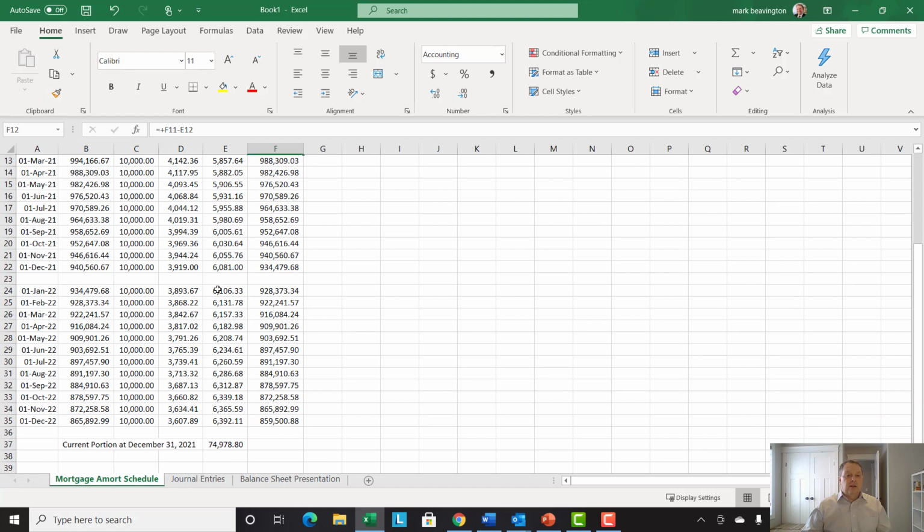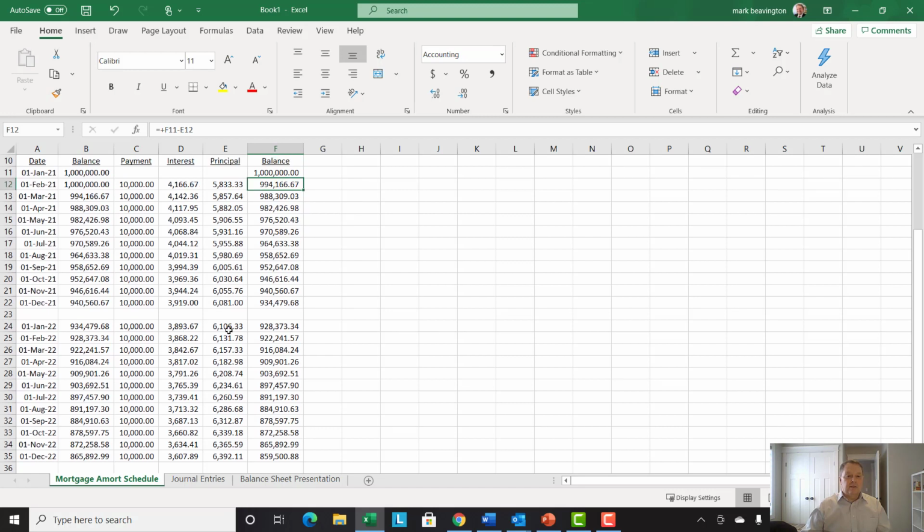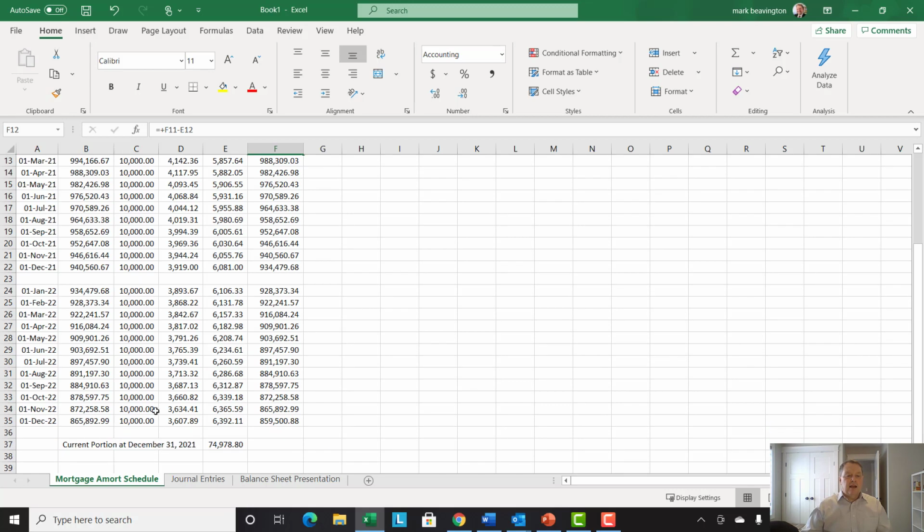Interestingly, we can look forward another year, and here are the payments for the next year. In the January 1st, 2022, here we are making these payments of $10,000 each. There's the interest of $3,893.67. And there's the principal, $6,106.33. The total together is $10,000. That monthly blended payment is $10,000. And at the end of the year, so two years down the road, we'll have it down to $859,500.